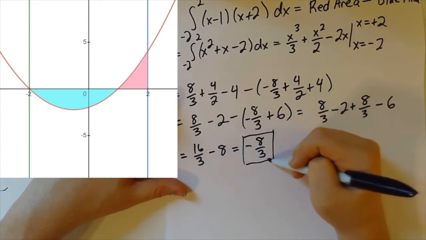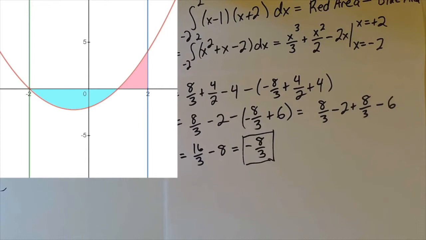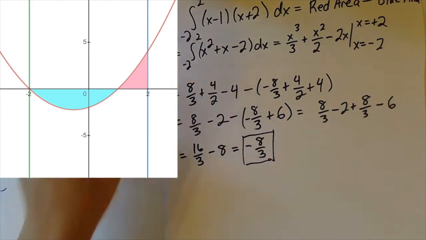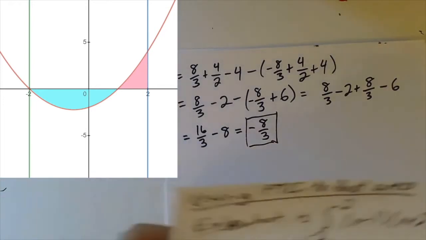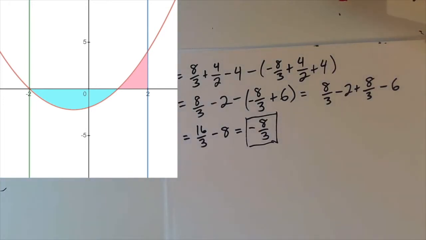Okay. Now, you might ask yourself whether it's surprising that this answer is negative. But if you look at the graph, it probably shouldn't be surprising that the red area minus the blue area is negative, because the blue area is definitely bigger than the red area. Okay. So that's how we would answer that question. What's the definite integral, which will give us the area of the red region minus the area of the blue region? It'll be minus 8/3.